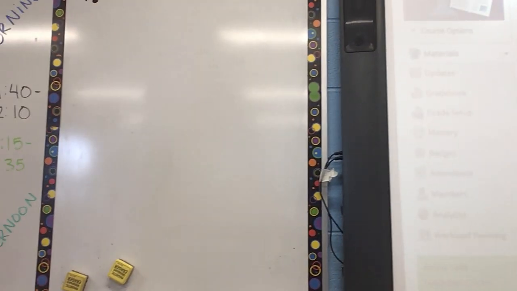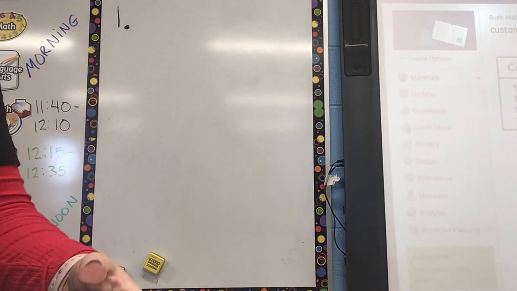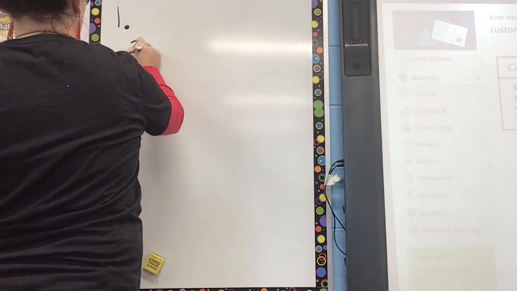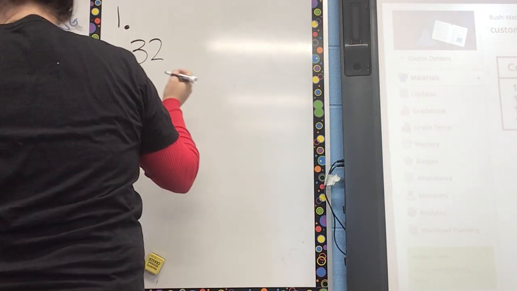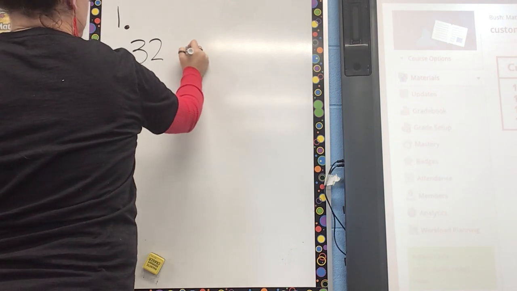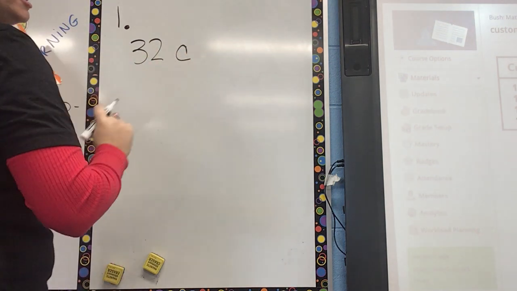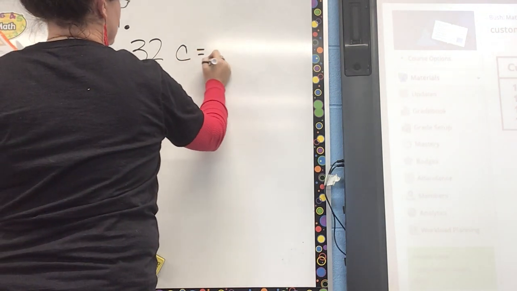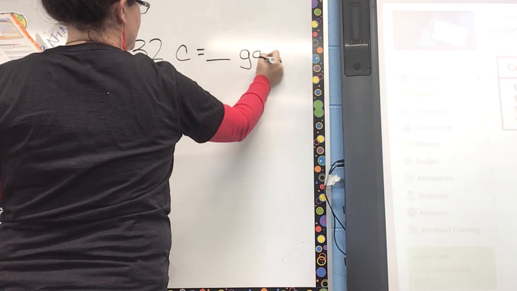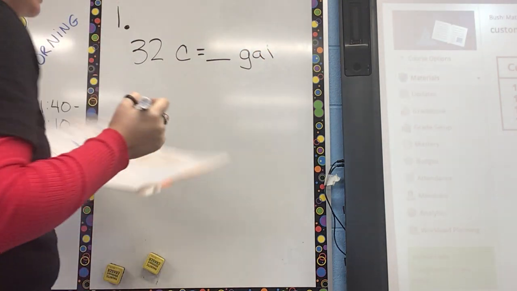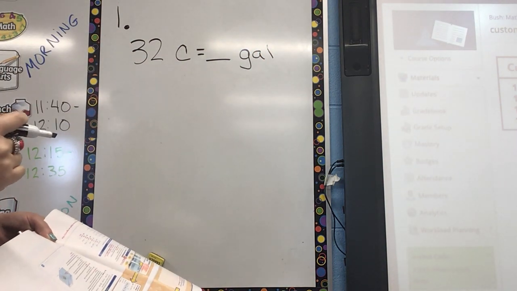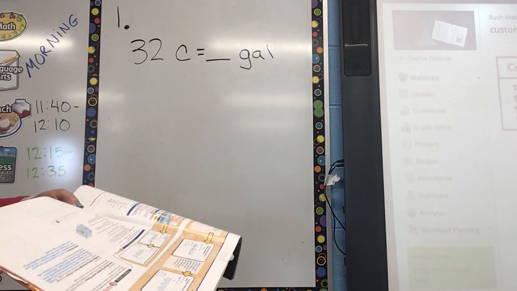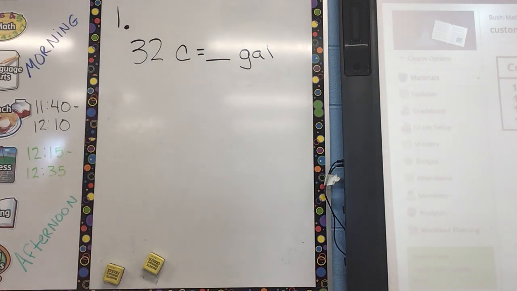Number 1. 32 cups. A cup's abbreviation is just a C. No period, just a C. Equals blank gallons. The abbreviation for gallons is GAL. No period. So 32 cups equals blank gallons. Ladies and gentlemen, if I'm doing it up here, you should be doing it in your math notebook, not just sitting.